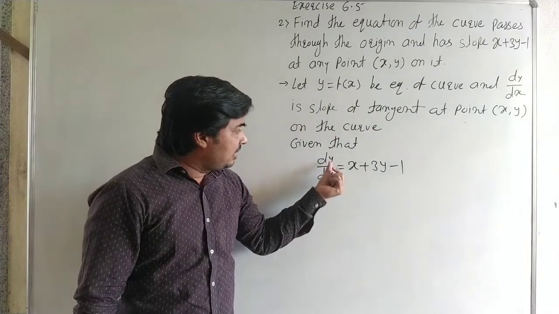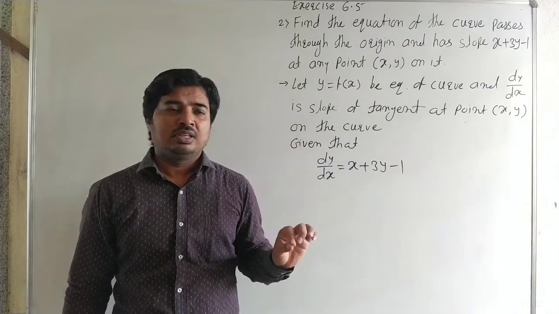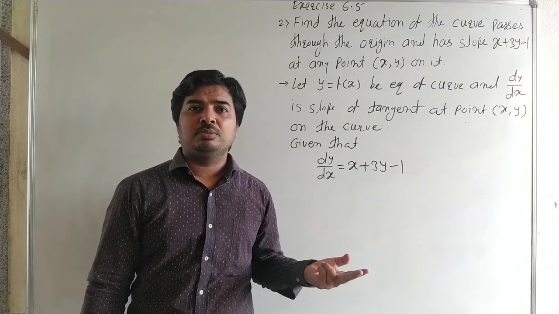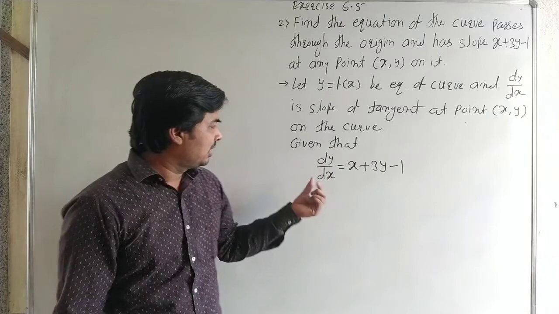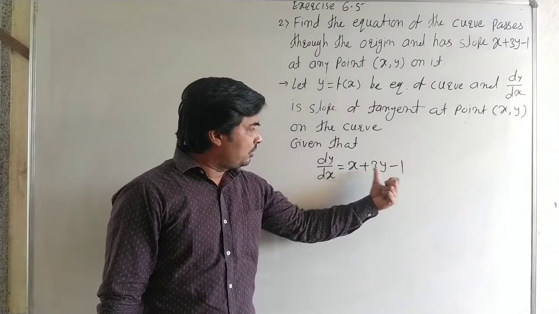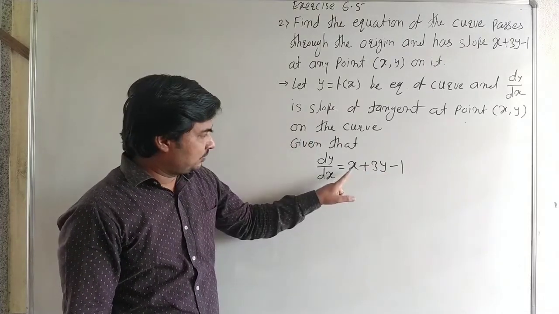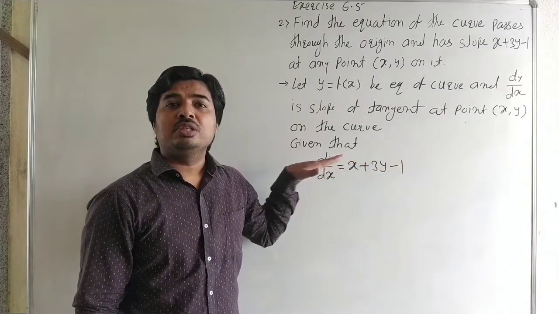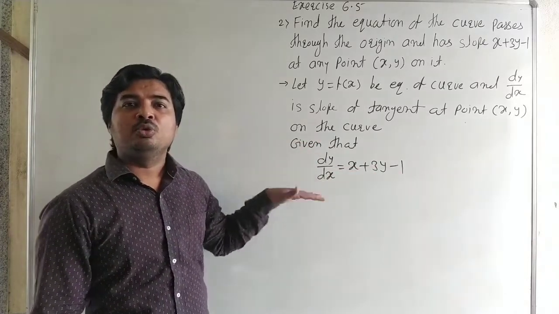Here dy by dx is equal to x plus 3y minus 1. First we identify the given equation's type: variable separable, reducible to variable separable, linear differential equation, or homogeneous differential equation. Here when we separate the differential coefficient dy by dx, the variables x and y are not separated, that means it is not in variable separable form. And here the degree of x and y is 1. It is not a homogeneous equation because the degree here is 1, but it should be 0. It is not in homogeneous form.